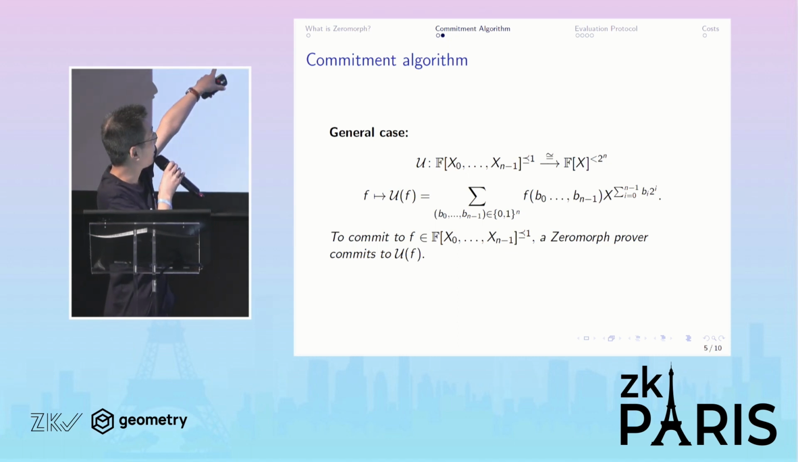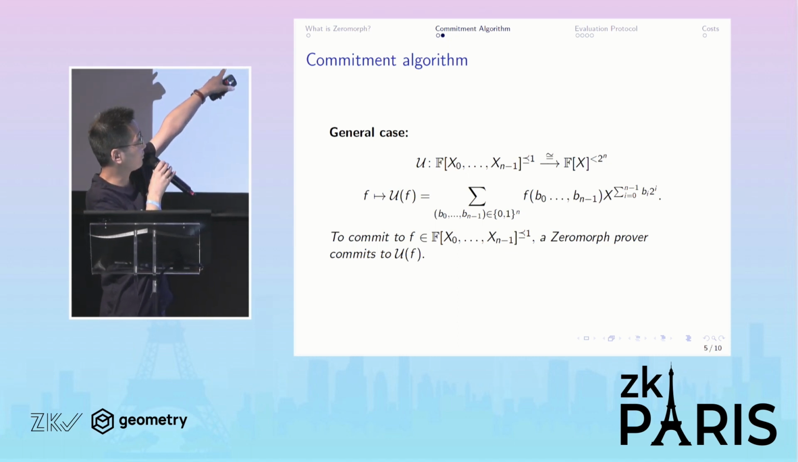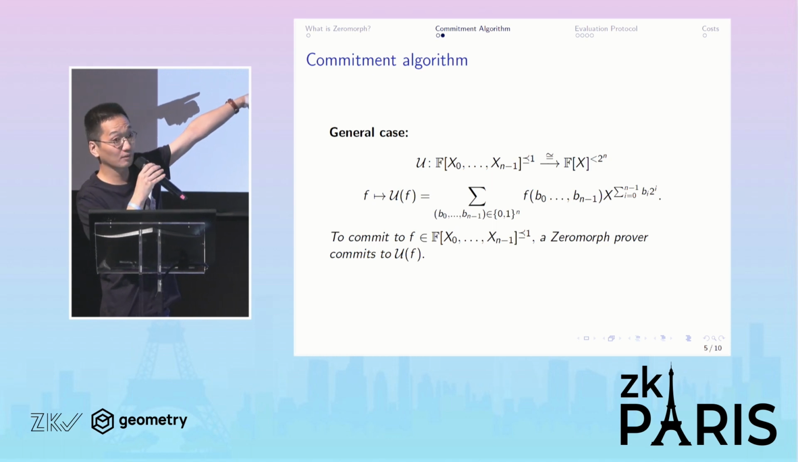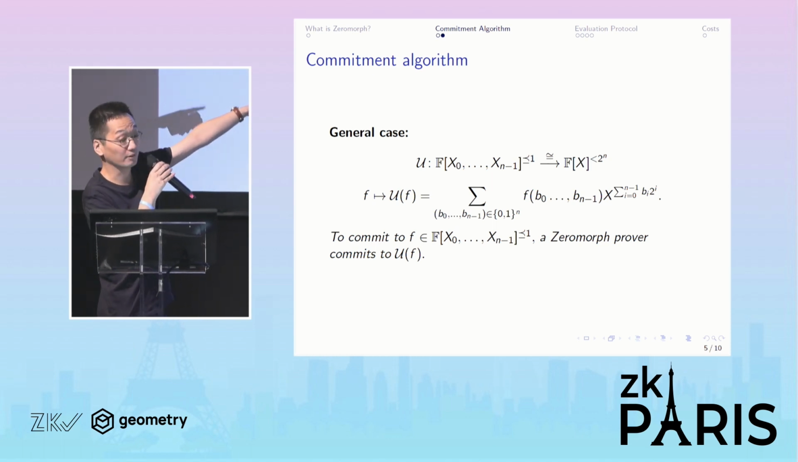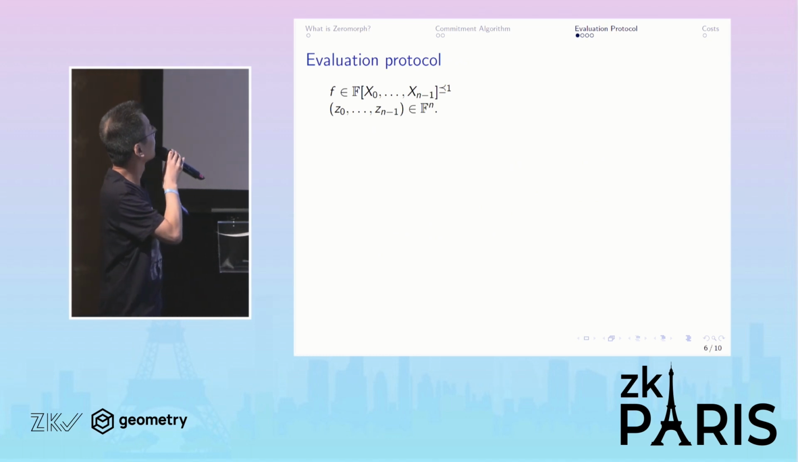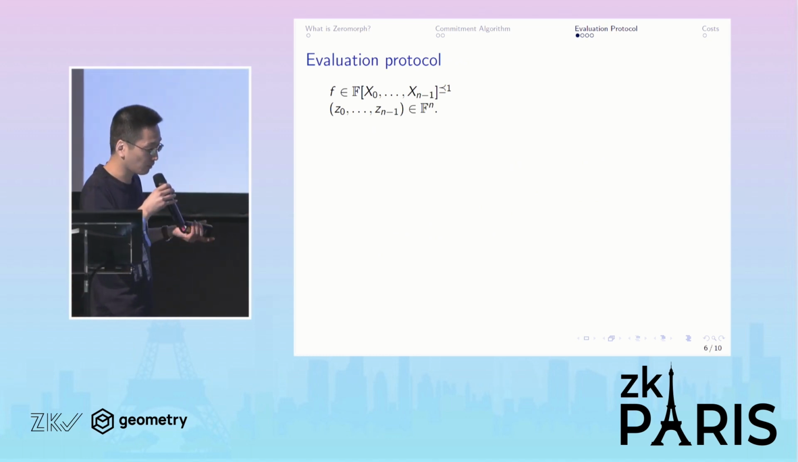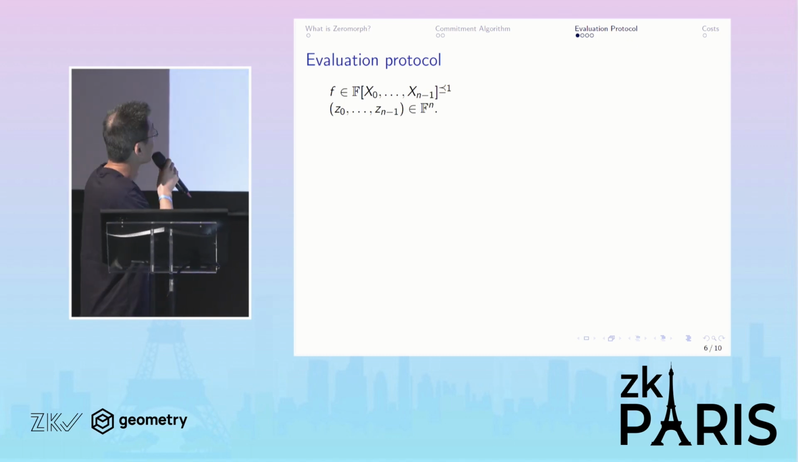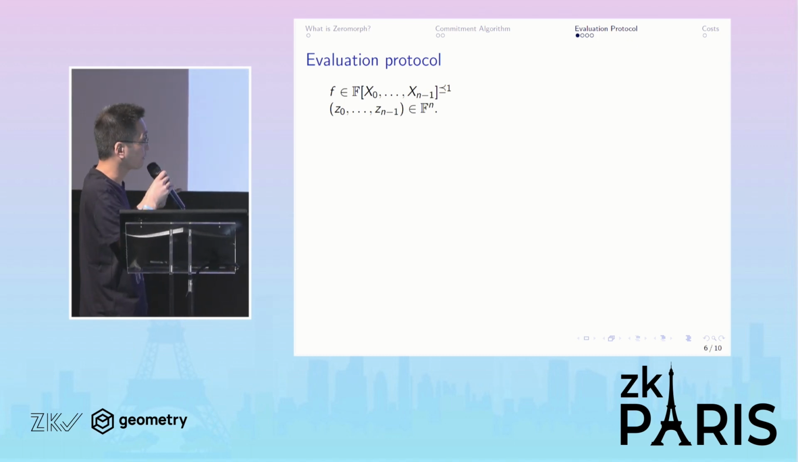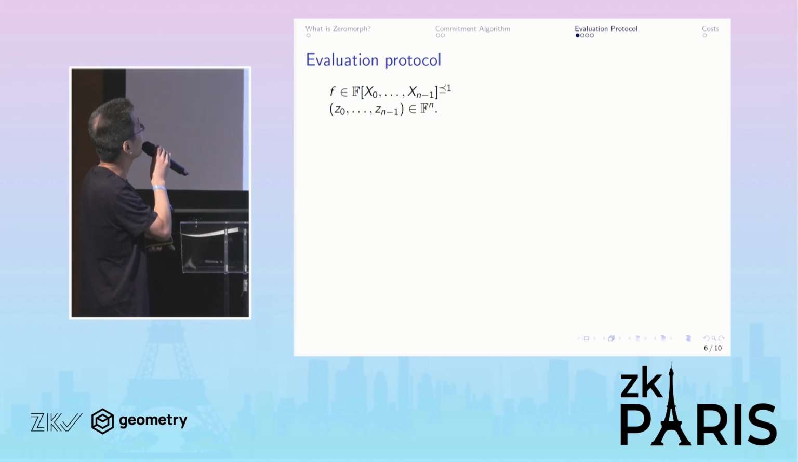But the u of f is free for such a prover because he started with the coefficient of the witness values itself. So now the evaluation protocol. We have the univariate commitment to u of f, and we have to open f itself, not the u of f. So this is the non-trivial part.